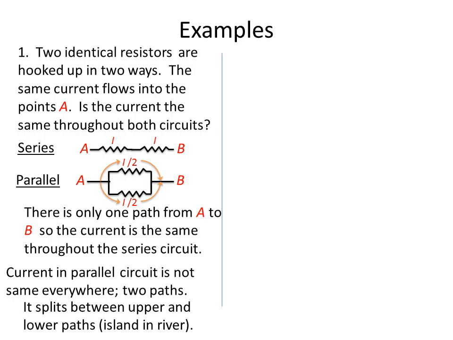You can think of this as like a river encountering an island. The current will split to go around the island, so you have some going left, some going right, but later they'll come back together to form the main channel again. So we have I originally splitting into I over 2 on either side of the island, and coming back together to being I at point B.